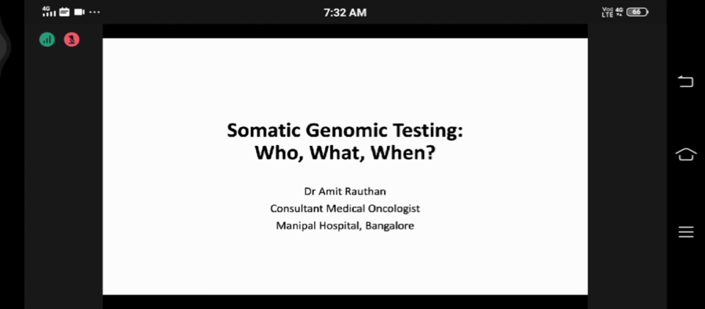Today our topic is somatic genomic testing: who, what, and when. There's been a little bit of jumbling in the words when we saw the topic, but this is what I will do. I want to talk from a clinical point of view. I'm a clinician and a medical oncologist. What is this testing, and how do we use it in clinical practice?